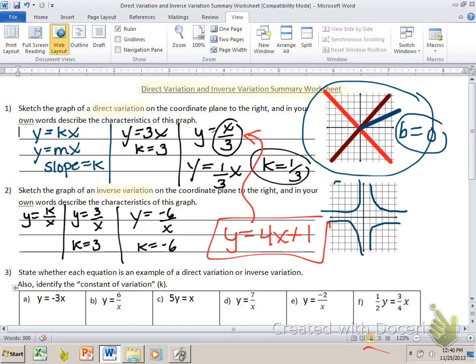And same thing with the inverse variation. You don't have any constant terms, meaning you wouldn't have something like y is equal to 3 over x minus 1. Okay? Okay, let's go ahead and take what we know now and apply it to number 3 to figure out if equations are direct variations or inverse variations.